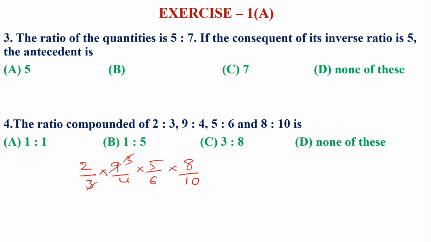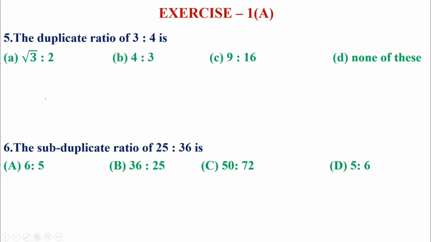3 times 3, 2 times 2, 2 2, that cancel. 4 2 times, 5 2 times. So the answer is 1 is to 1, Option A. Duplicate ratio of 3 is to 4: duplicate means just 3 square is to 4 square. What is the value? 9 is to 16.